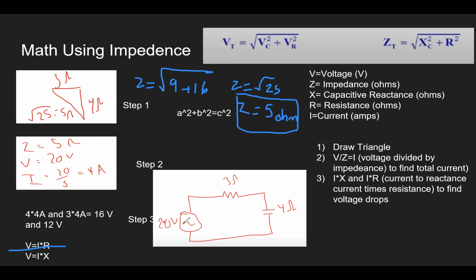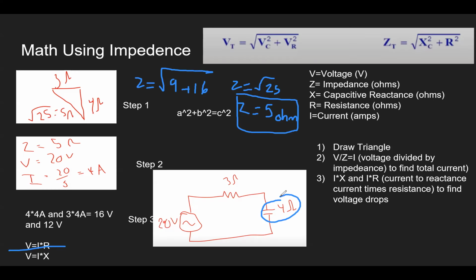We know we had 20 volts because it gave us that. We had a resistance of 3 ohms, that's what this is, and then we had a capacitor of 4 ohms. Capacitors are denoted by this symbol, which kind of looks like a battery. This right here is not the battery. This is showing a capacitor, which makes sense that it's those 2 lines because it's symbolizing the 2 plates.